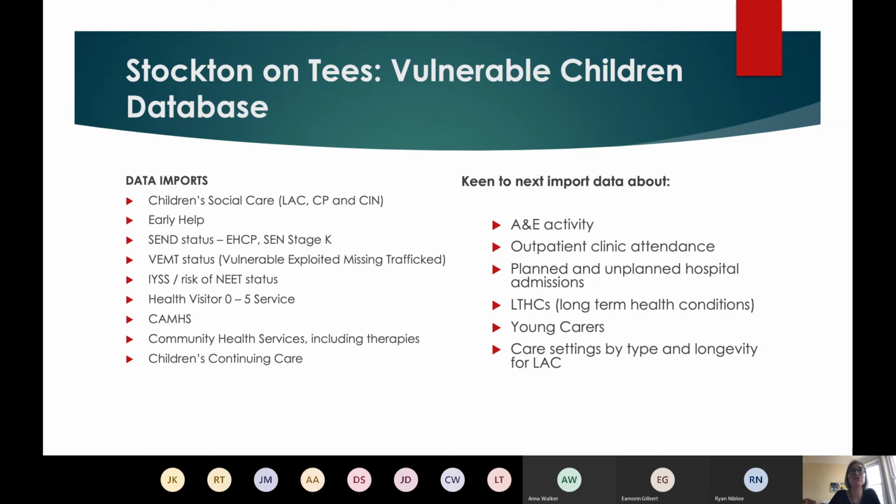Drawing together a wide range of data, as one would expect, children's social care and early help, and the SEND data, but also other sets like vulnerable, exploited, missing and trafficked, which they're finding a lot of links with the other vulnerability statuses, youth support services, NEET status, health visitors, CAMHS, community health services, speech and language therapy, continuing care and so on. Really interesting range of data. And they're currently working on getting more of their hospital data in as well, and data on long-term health conditions, young carers, and care settings for the looked after cohort.